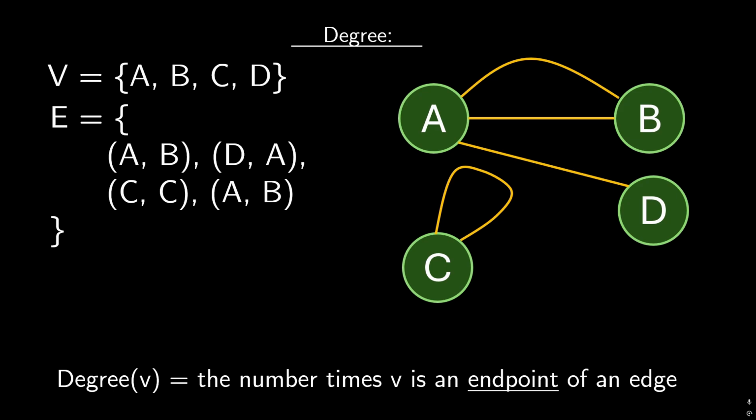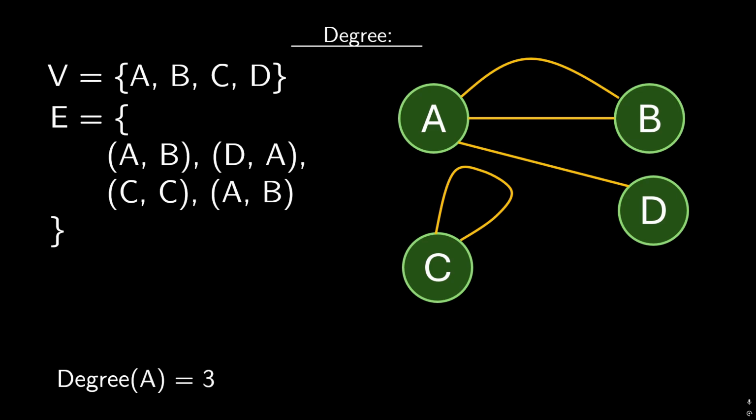Okay, so let's go back to this example of a graph. This is an undirected multigraph. In this undirected multigraph, what is the degree of a node? The degree of a node is the number of times the vertex V is an endpoint of an edge. So what do I mean by endpoint of an edge? Here's some intuition. The degree of some node A is the number of edges that are connecting A. If you look at our edge set E, you might notice that A appears in the edge set 3 times, right? So the degree of A is 3.